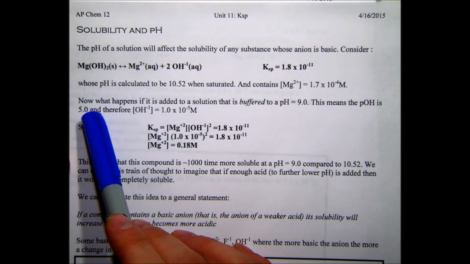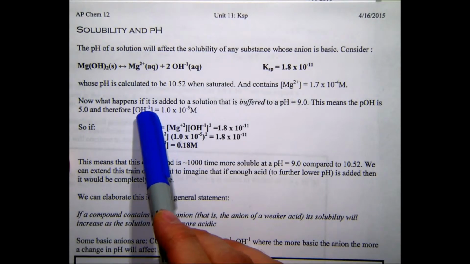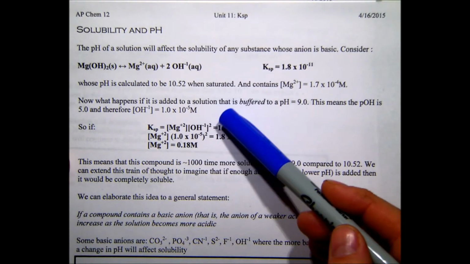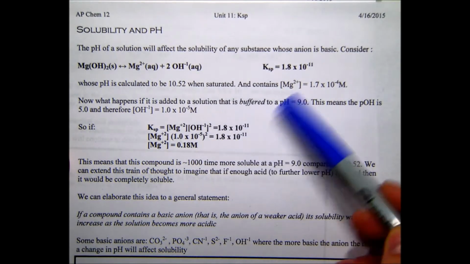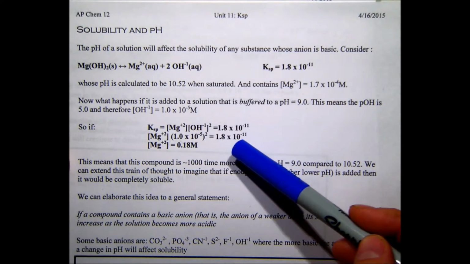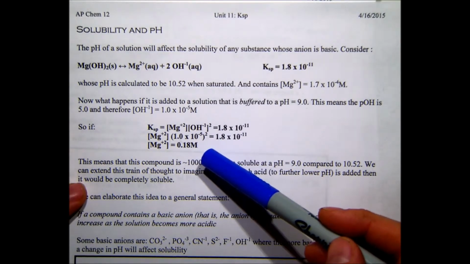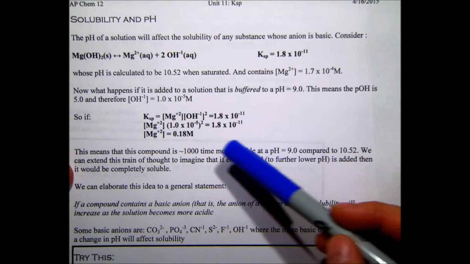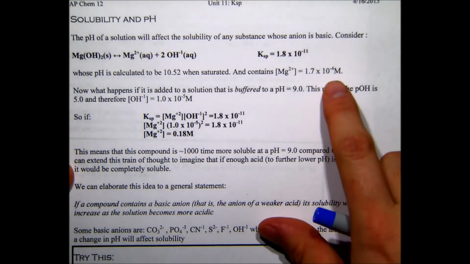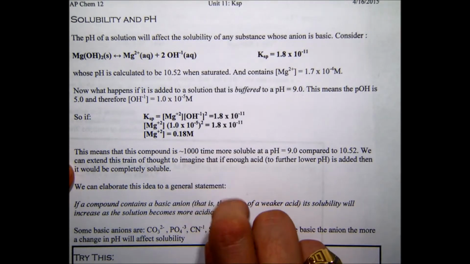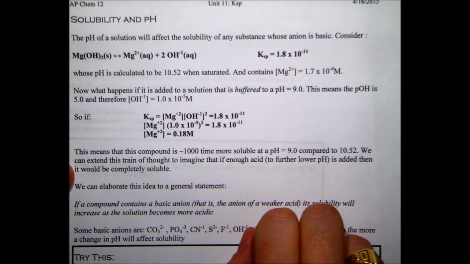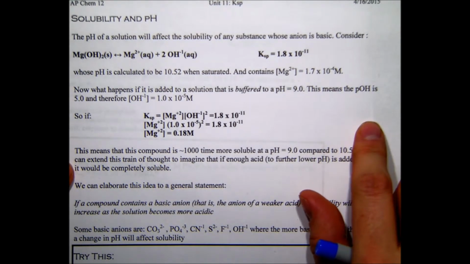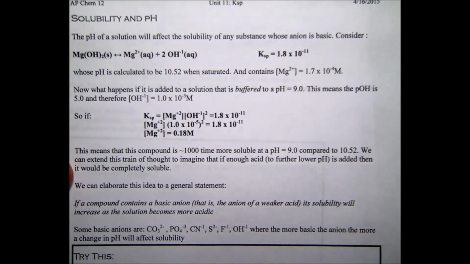And 10 to the negative 5, to go from pOH to the concentration of OH, is 1 times 10 to the negative 5 molar. So we write our KSP expression equal to the value up here. It's got to be the same. We plug it in and we find that the concentration of magnesium is 0.18 molar, which is quite soluble. So basically we have an increase in solubility from here to here of about 1,000 times by increasing the pH value by about 1.5. So you can extend this to a point where if you make this solution acidic, magnesium hydroxide will be soluble, not even sparingly soluble.